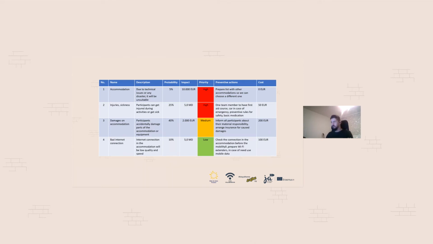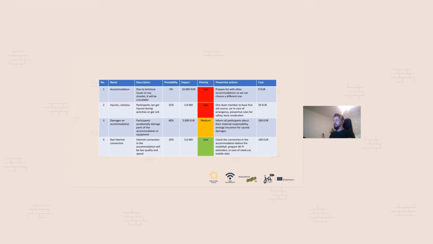So it can be solved. The probability is, let's say, 10%, that it can happen but shouldn't. If the accommodation is somewhere in the mountains, the internet speed will not be like at home, but still. The impact is 5 man days that I counted, for example, because the organization team will need to go to a coffee shop in the village to have free Wi-Fi and solve any other issues or communicate there. So it can take time. The priority is low because it can happen but doesn't have a big probability, and the impact is not that big as well.